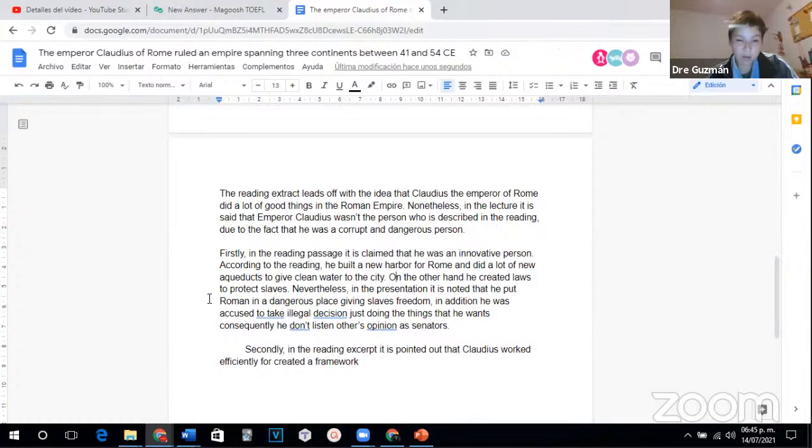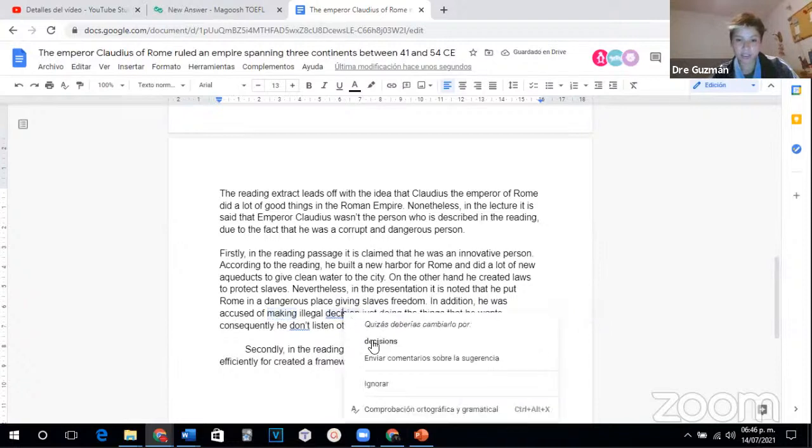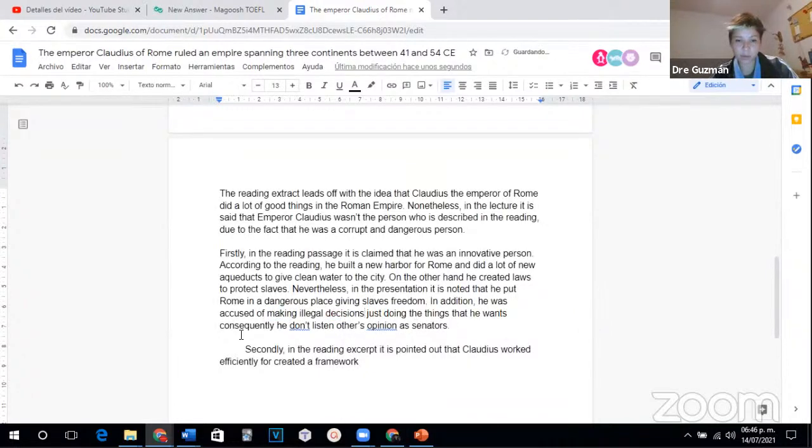Nevertheless, in the presentation, it is noted that he put Rome, la ciudad, ¿no? Sería Rome in a dangerous place, giving slaves freedom. Same here. Las comas, esta es la clave del éxito, cuando tengan un conector así fuerte, like this one, es mejor que empiecen la oración. He was accused, the phrase would be of taking or of making. No, accused of, y esto con ing. Illegal decisions, just doing the things that he wants. Igual, punto. Mejor separada esta idea.